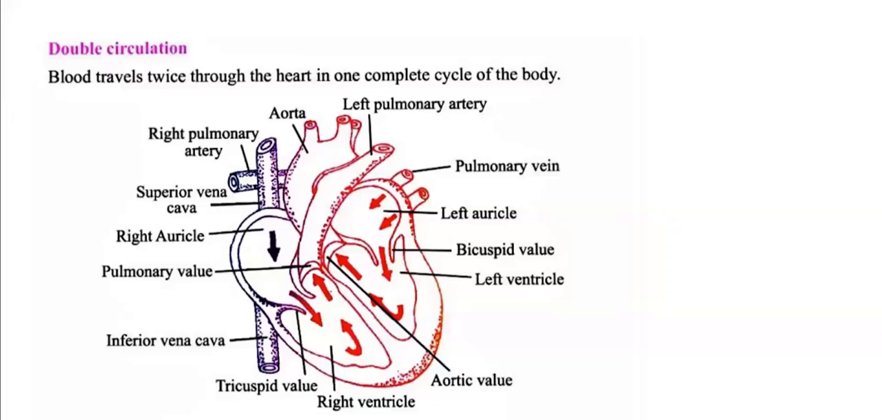In this video, we will understand double circulation. That means circulation of blood in the human heart. It's called double circulation because the blood enters the heart twice during one complete cycle. Now, let's first understand what happens to the circulation of blood.